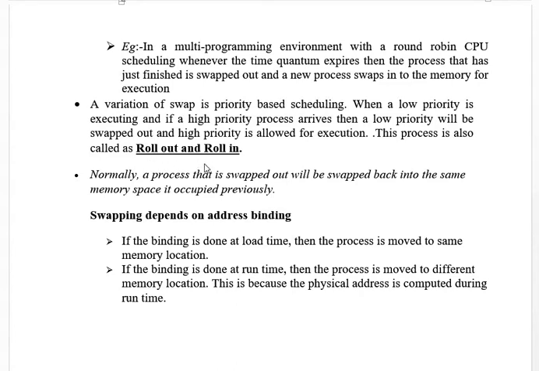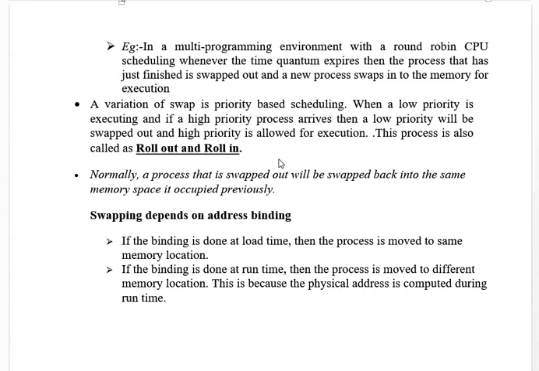A variation of the swapping is used here, which is also called roll out and roll in. This is based on priority-based scheduling. As you all know, processes will be given some priority levels. If a higher priority process requests service, it will check whether any memory space is available in the main memory. If it is available, then you can directly get the higher priority process into the main memory and service it by allowing it to execute.